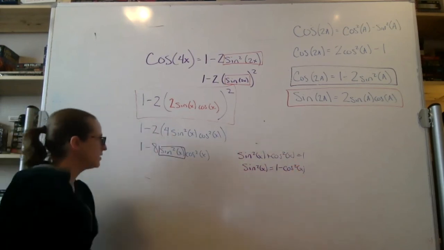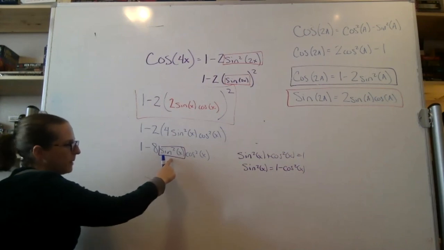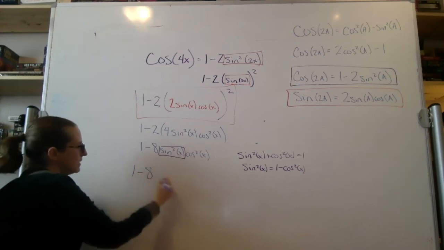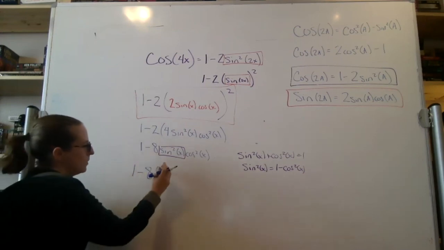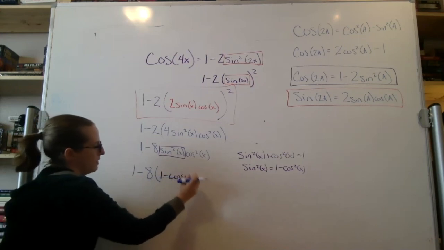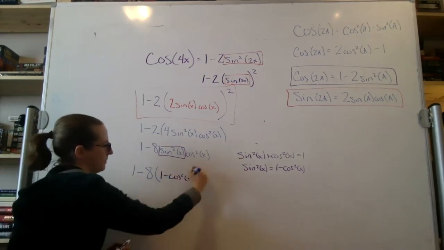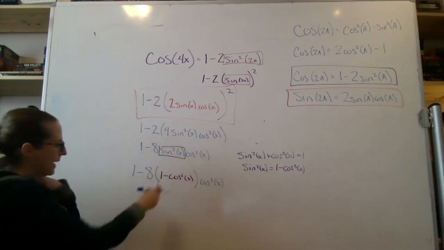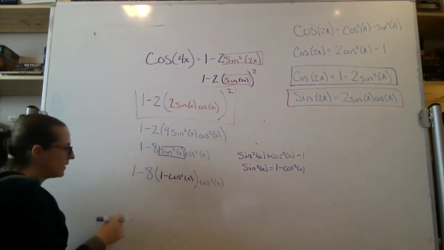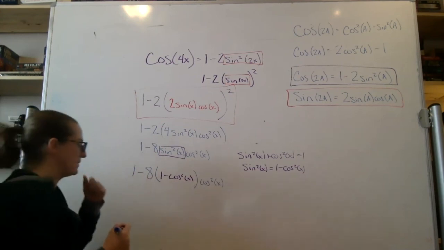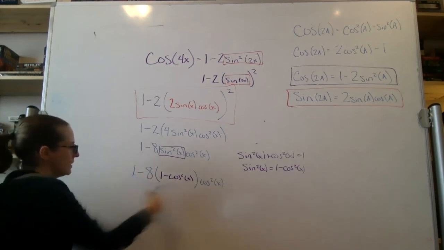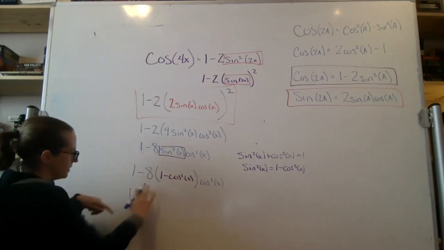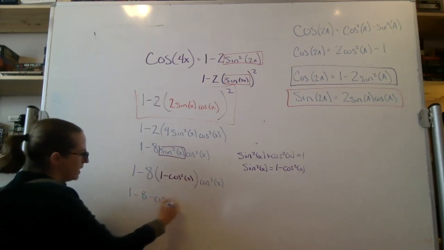Okay, so I'm going to do a little substitution. Inside here, I'm going to replace the purple box, sine squared, with 1 minus cosine squared. So that gives us 1 minus 8 times 1 minus cosine squared of x times cosine squared of x. So again, I just replaced our purple box with 1 minus cosine squared of x. And now let's again do some distributing. Okay, so I'm going to start by distributing this negative 8. 1 minus 8 times 1 is negative 8 minus cosine squared of x.